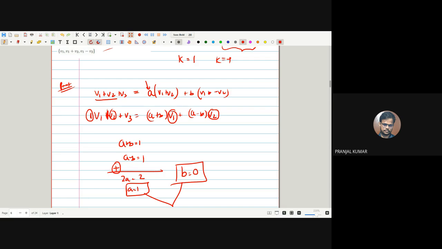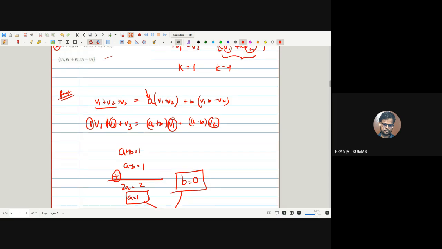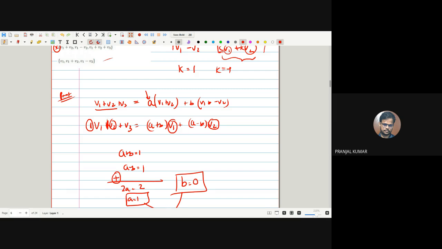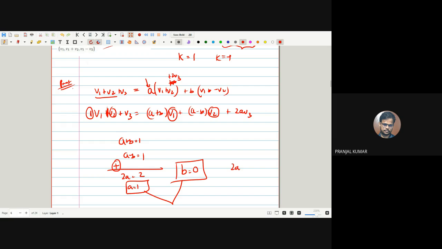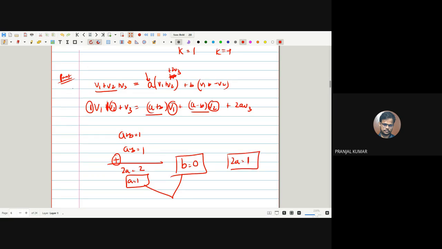Suppose there was a 2 V3 here. In that case it would become 2A V3, yes or no? There would be a 2A V3. In that case 2A would be 1. But from these two equations I will get A as 1, while here I am getting A as half. In that case it would have been a contradiction, because A cannot be two values at once, right? Okay, sir. Got it.